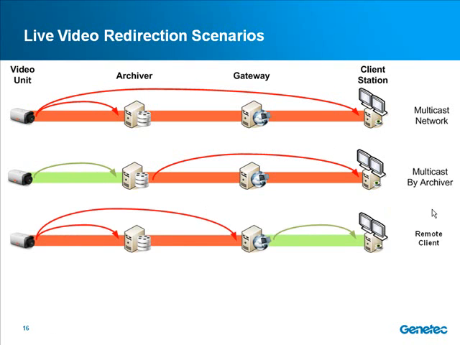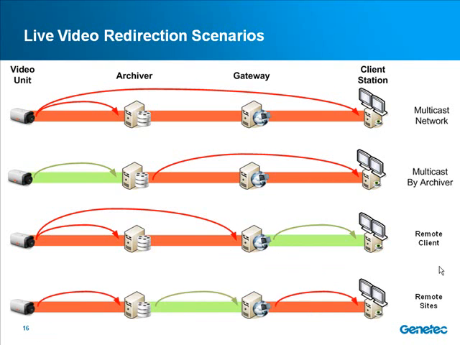Another common scenario is when we have the clients connected using unicast, which is our situation when we have remote clients. In this case, the video goes directly to the archiver and the gateway will send the video to the client. Since we have video coming into the gateway and going back out of the gateway, we have video redirection happening here.